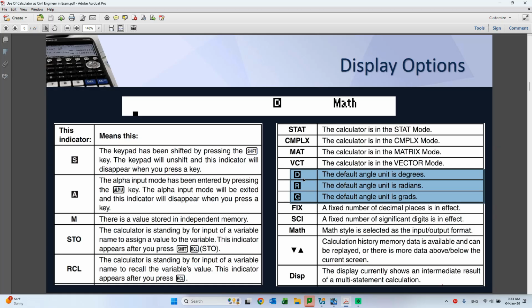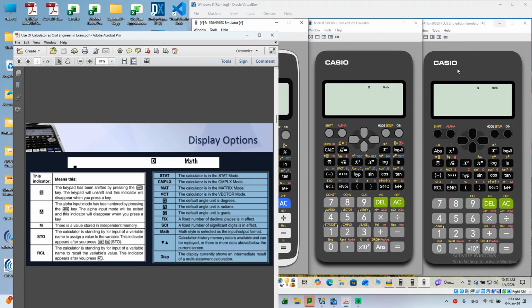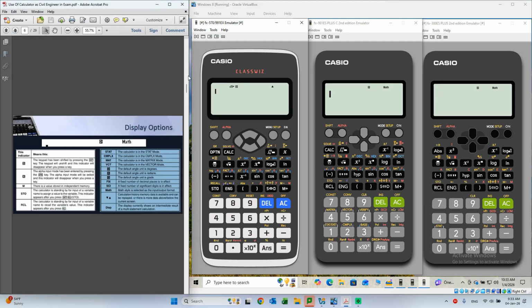So this is important. When I see D on the screen, I'll say this is an indication of degree mode, and I can change it to radian, I can change it to gradian. Now, for example, we have fixed, we have scientific digits, math, basically the way that the input and output is displayed, and statistics. Those are some of the indicators that you should pay attention to on the top of your calculator. If I change those, then I will have a different output. So the output will be affected by those display indicators, as we call them.